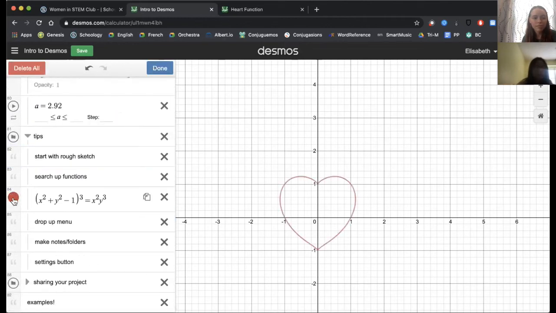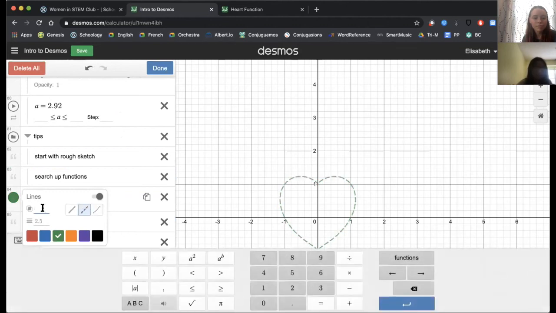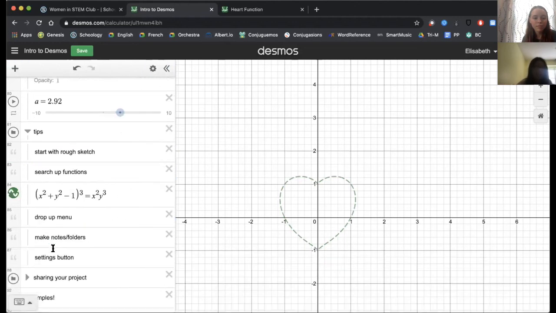So let's go into settings, and I can change the color like this, or I can make the lines dotted, such as this. I can also change the opacity here and the line thickness. So there's a lot of useful things you can change in settings.